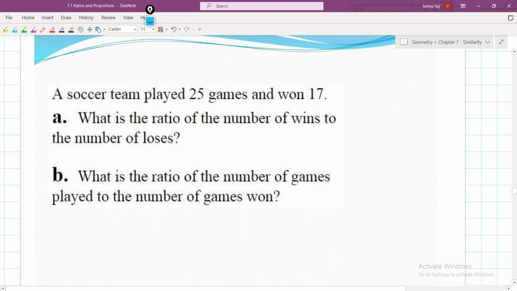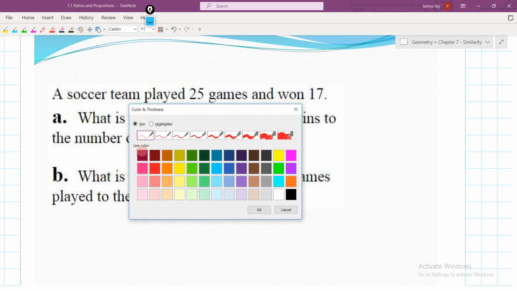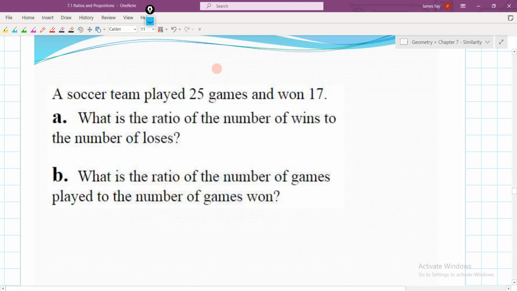A soccer team played 25 games and won 17. What's the ratio of the number of wins to the number of losses? You see this question quite a few times throughout the chapter, or something similar to this. Ratio of wins to losses. Okay, I played 25 games. We won 17. A lot of people are going to say 25 to 17 or 17 to 25, whatever it may be. If I won 17, how many did I lose? Should have lost 8. So then wins to losses should be 17 over 8.